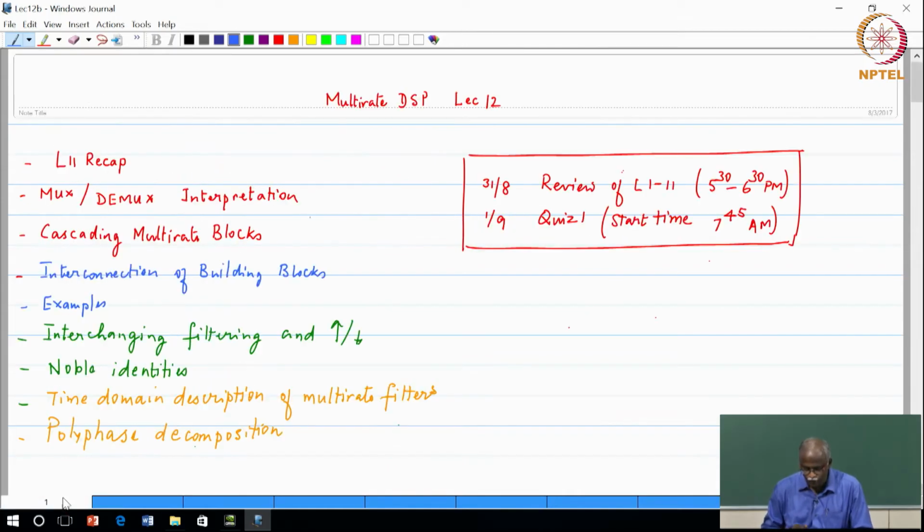We will now move into looking at some of the newer aspects of lecture number 12. So, lecture number 12, I would like to first and foremost introduce you to an equivalent representation of upsampling and downsampling using blocks that you are familiar with from communications, the multiplexer and the demultiplexer. Then we have already started to talk about cascading of multi-rate blocks.